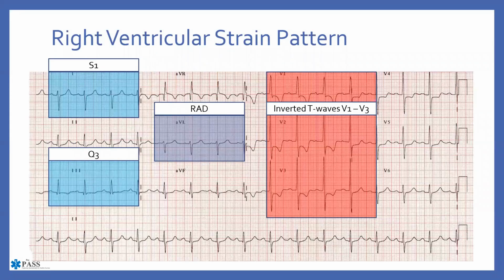So here's your EKG. There's something called an S1Q3T3, and then they're also going to have a right axis deviation. To put these in perspective for you, with S1Q3T3, they're going to have an S wave in lead 1, a Q wave in lead 3, and then inverted T waves in leads V1 through V3. Specifically, we say T3 because it's probably going to be found in T3, but it can also be found in V1 and V2. So that is what your S1Q3T3 is.